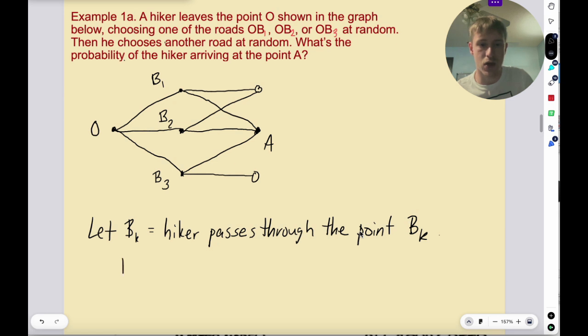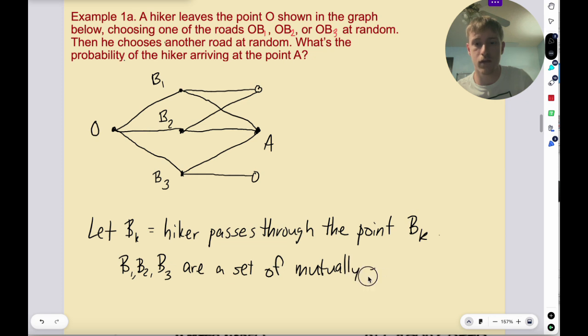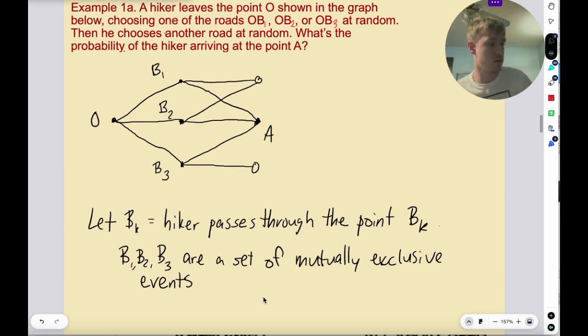And then B1, B2, and B3 are a set of mutually exclusive events, right? Why are they mutually exclusive? Well, the hiker can't travel to B1 and B2 at the same time. And that's all he can do. There are no more events in this universal set. It's either B1, B2, or B3.